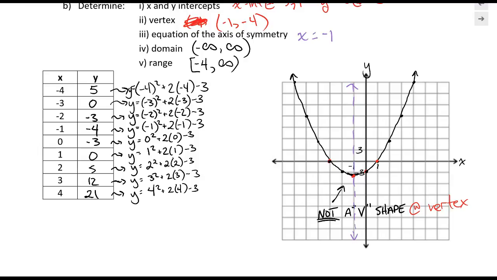And so those are the properties we're going to be working with for the rest of this unit and our systems of equations unit. So we've got to get really comfortable with them, get lots of practice in just identifying these different characteristics of quadratic functions.